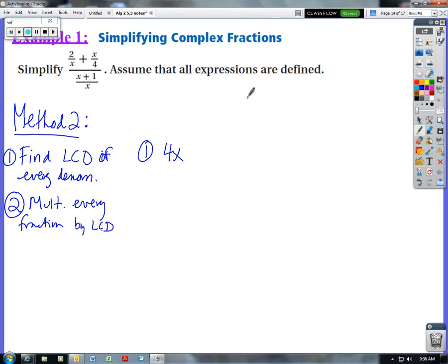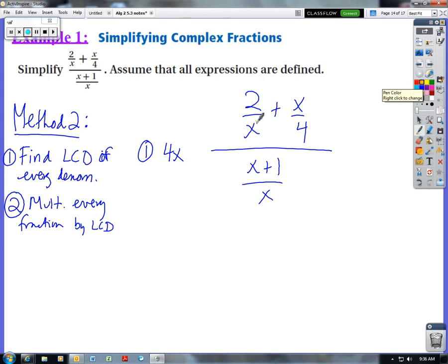So let's do that. So let me start with my original, 2 over x plus x over 4 all over x plus 1 over x. So we'll go to a new color, choose orange. Every single one of these fractions is going to get multiplied by 4x. To do that, you put the 4x up in the numerator of its own little fraction. So 4x over 1. I'm going to put parentheses around that. Okay? Every single fraction, like these fractions are separated by a plus sign. If there was a minus sign, you'd still do it to each one.